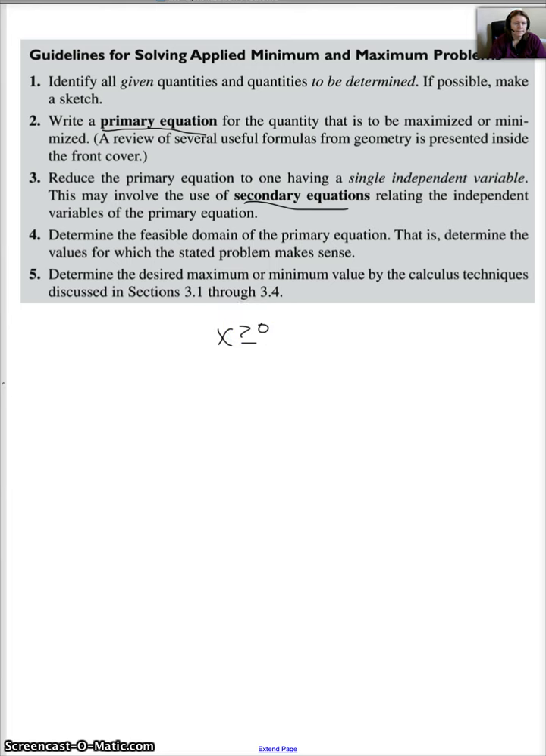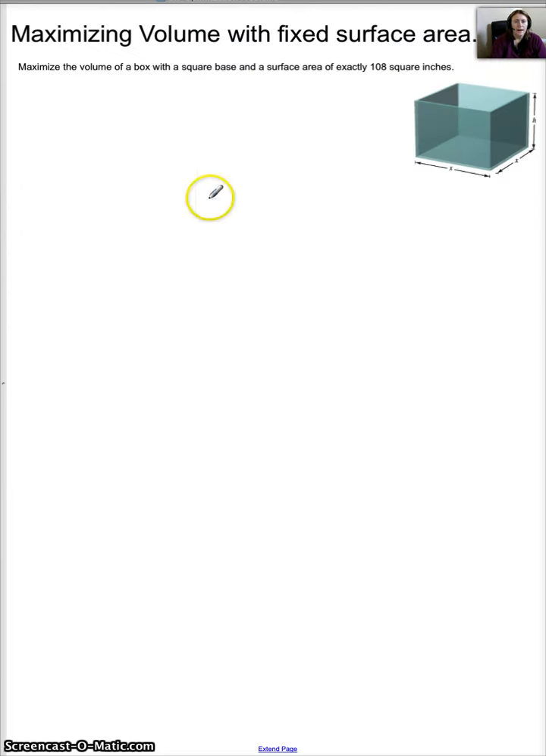All right, let's just get to it. I'm going to maximize a box, and this does not have a lid. And I want the surface area to be exactly 108 inches. All right, so let's look at the volume. What is the volume? Well, it's going to be length times width times height, so that's going to be x squared times the height.